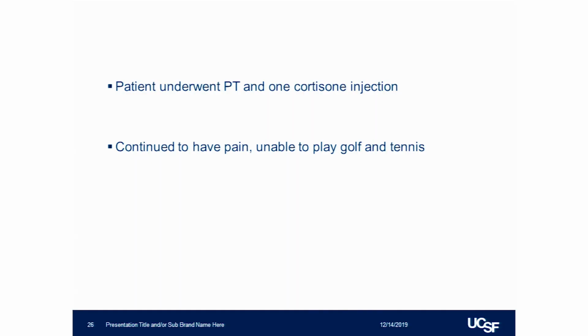Had physical therapy and even got a cortisone injection, a fair amount of time to declare which way this was going to go, but he continued to have pain, unable to play his golf and tennis. So what do we do next?